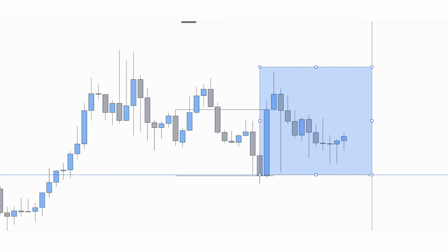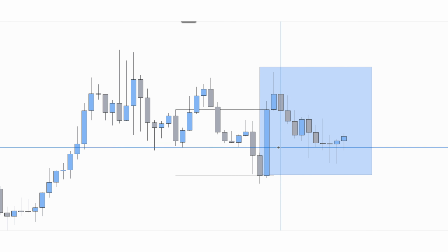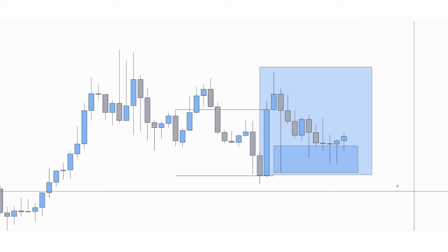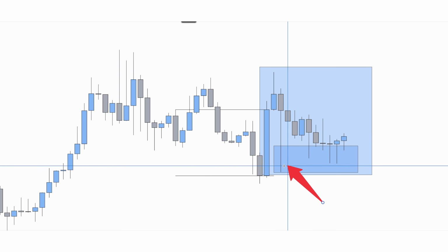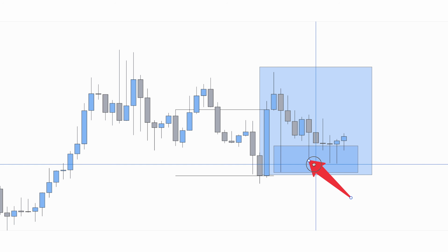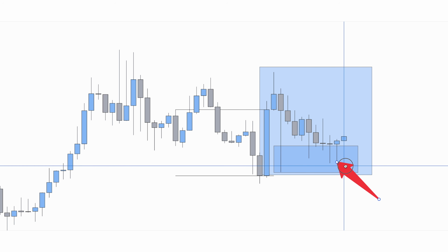So taking a look at this area here, we are consistently seeing wicks on the downside. What does this show? This shows bullish rejections. This means sellers have tried to push the market lower there. They failed. Buyers pushed it back up. Same there, and same there.